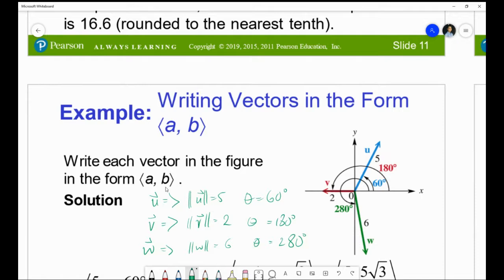Now, I'd like you guys to see if you can find the form AB for each one of these vectors. So remember the formula: A is equal to the magnitude of whatever vector times cosine theta, and B is the magnitude times sine theta. Okay, go ahead and take some time to figure that out. Let me know if you need help.